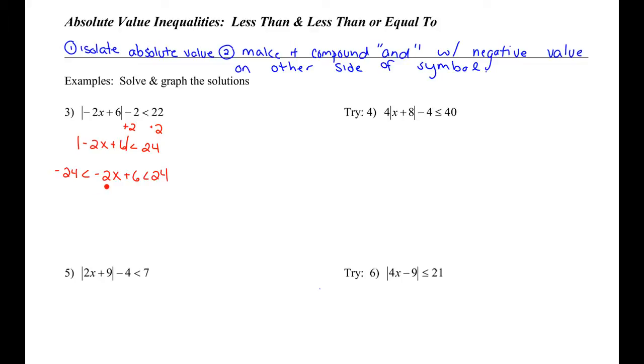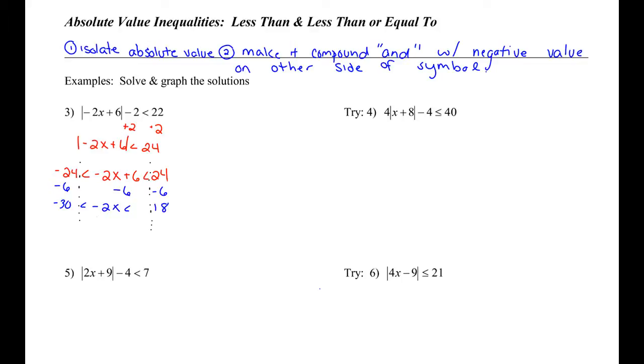So this whole part here is the same as above. I've added another less than symbol, and I've taken the 24 and I've made it negative. Now we want to go through and solve for the center part, trying to get x by itself, remembering that whatever we do to one side, we need to do to all three. So if I start by subtracting 6, I need to do it from all three sides to get negative 30 is less than negative 2x, which is less than 18.